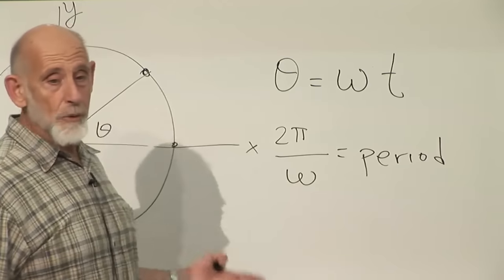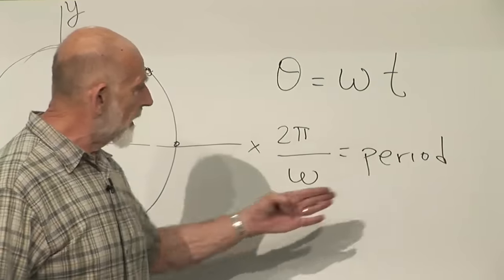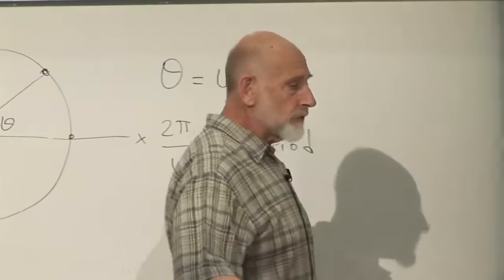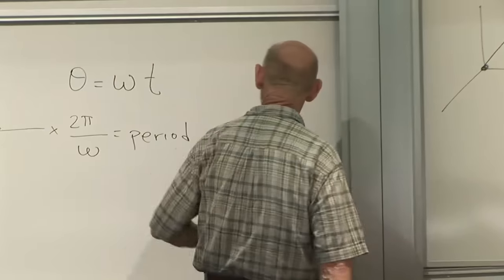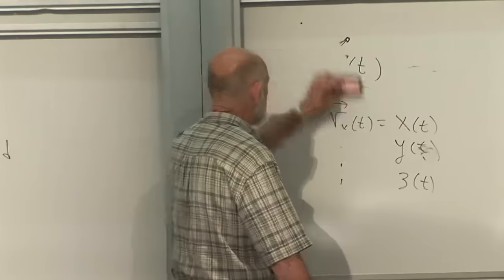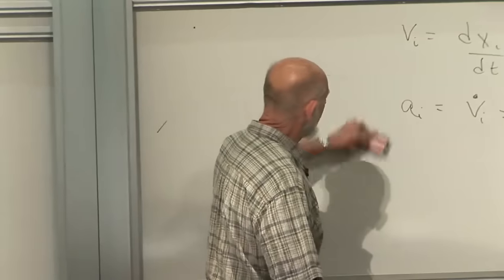And that, of course, determines what omega is. If we know the period, we solve this equation for omega. If we want a particle that moves around in a circle in a tenth of a second, we put in for the period a tenth of a second, and we calculate omega. All right, so that's what omega is. It's called the angular frequency.